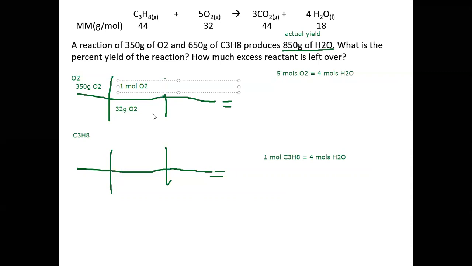Now, since we have moles of O2 in the top left on our mole ratio, O2 is going to go on the bottom, and water is going to go on top. Do the same thing for propane. Start with its mass. Divide by the molar mass.